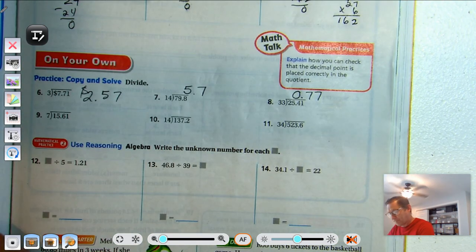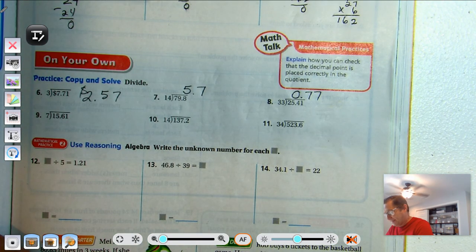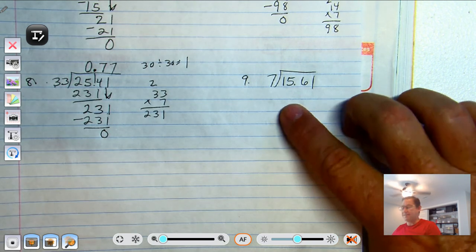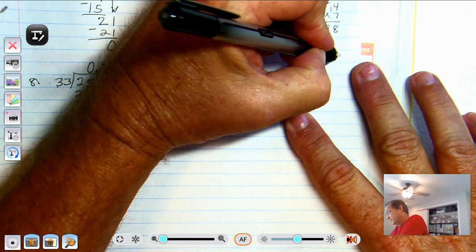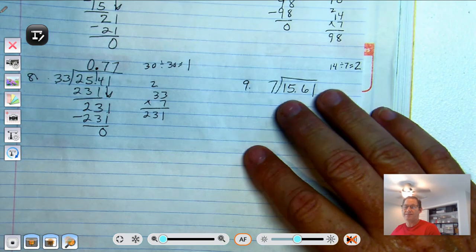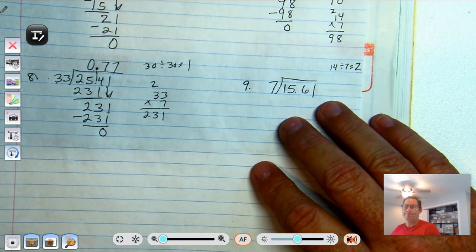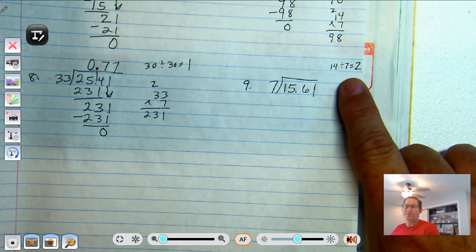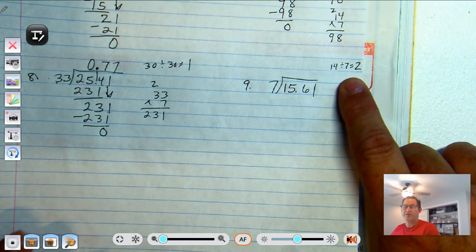Number 9, 15 and 61 hundredths divided by 7. Well, 15 is close to 14. So 14 divided by 7 gives me 2. I'm not going to place the decimal point this time, until the end. But I know my estimate should be close to 2. My answer should be close to 2.